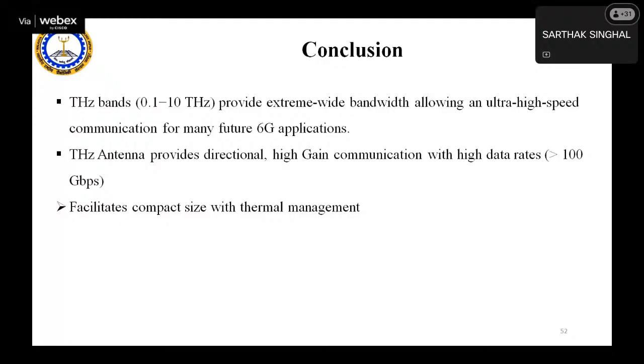But the challenge is still there, that how to implement these terahertz antennas in the practical scenario without exploring the material domain. Okay, so there is a high need of designing the materials which can provide stable performance at those terahertz frequencies, and a requirement of development of sources and detectors at those terahertz frequencies for making the measurement possible.